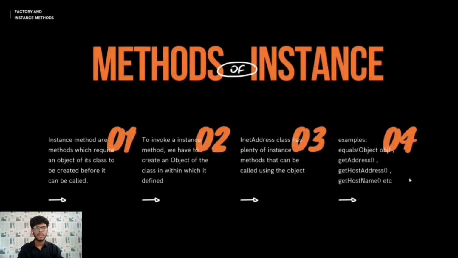Now let's have a look at what instance methods are. As the name suggests, to invoke an instance method, we have to create an object of the class within which it is defined. The InetAddress class has plenty of instance methods that can be called using the object. Let's have a look at a few of such methods.